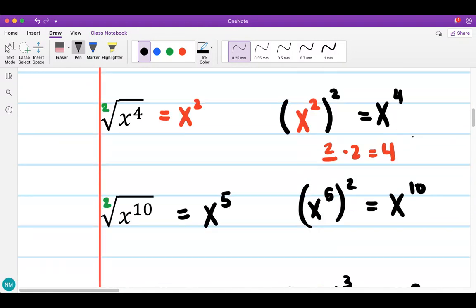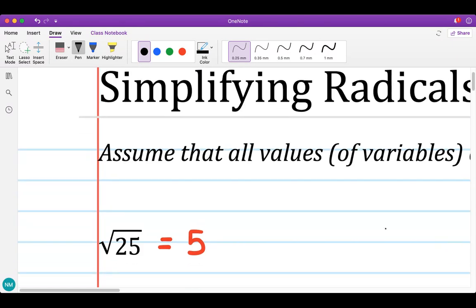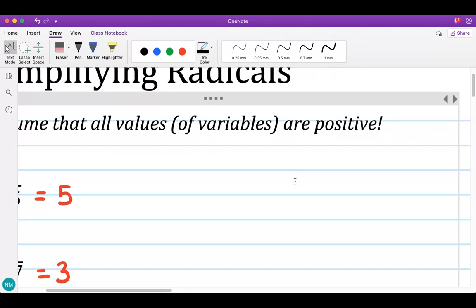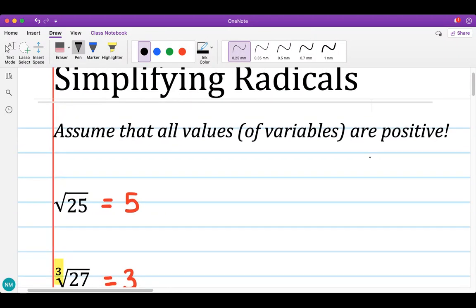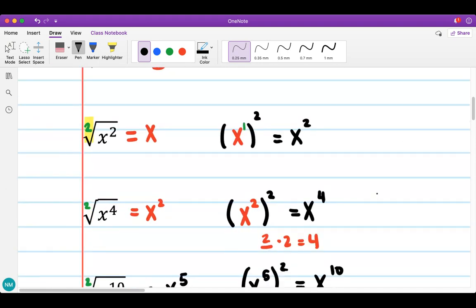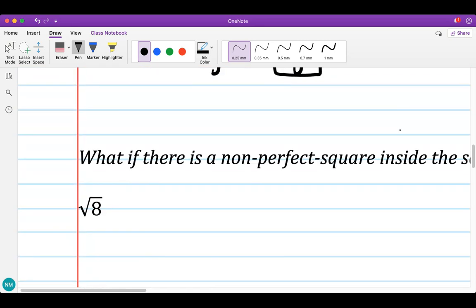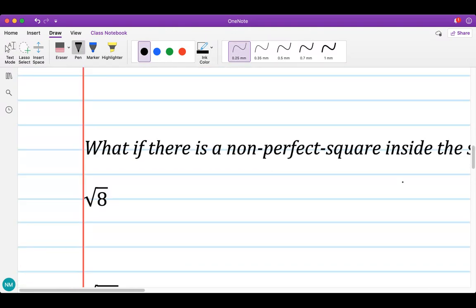Now, I put up here, and I forgot to mention it, but assume that all values of the variables are positive. This is important because if we do not assume that they are positive, then other things happen, which you'll learn in Algebra 2, but for Algebra 1, it's important to note that they are all positive. Okay, now, what if there are non-perfect squares inside of a square root?